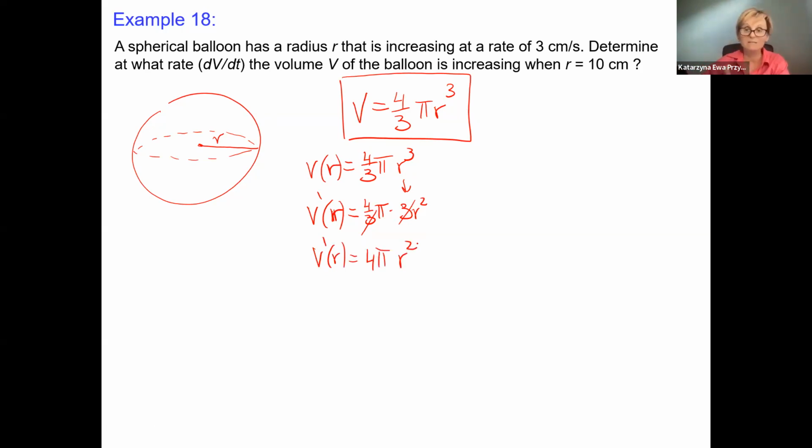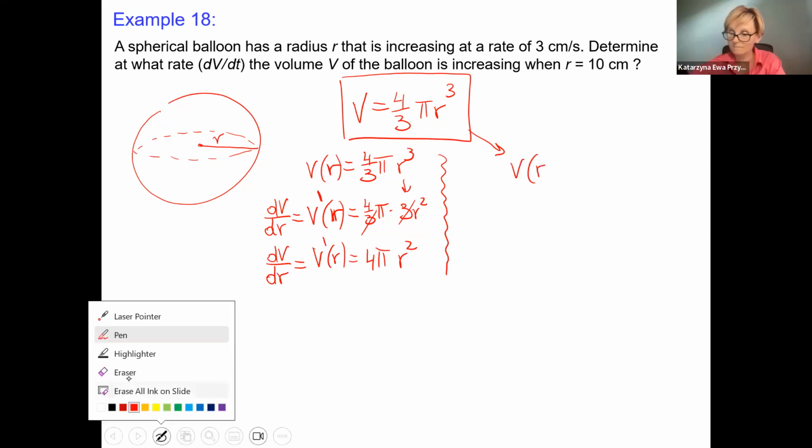Perfect, that's good. But now we have to be a little bit careful because, yes, I can even say derivative of V with respect to R. Derivative of V with respect to R. Now we have the same formula.